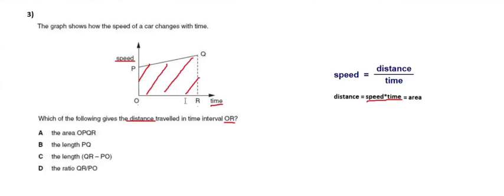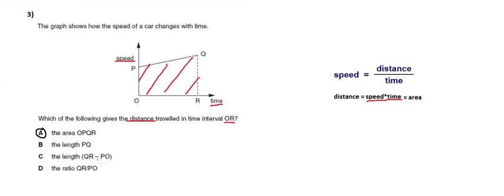So if you want to calculate the distance, this area, OPQR, is to be considered, and that is given in option number 1. So the area OPQR is the answer. The length PQ cannot be the answer. PQ is just a line on the speed time graph, which cannot be the area.